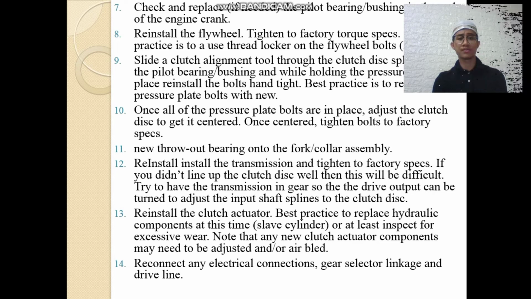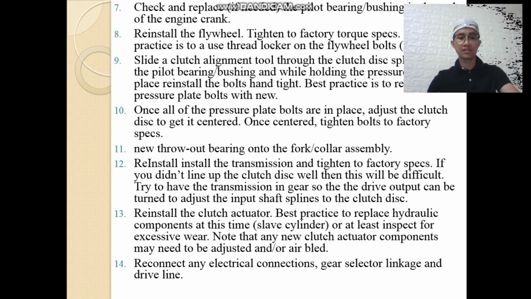The 11th step is to install the throw-out bearing onto the fork or collar assembly. The 12th step is to reinstall the transmission and tighten to factory specs. If you didn't line up the clutch disc well, then this will be difficult. Try to have the transmission in gear so that the drive output can be turned to align the input shaft splines to the clutch disc.